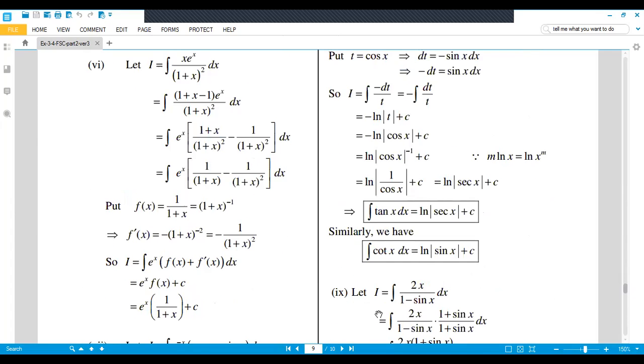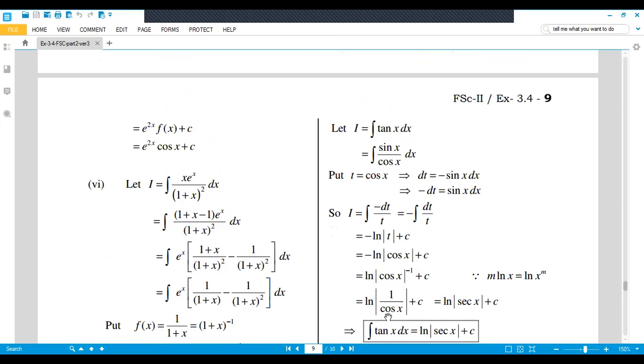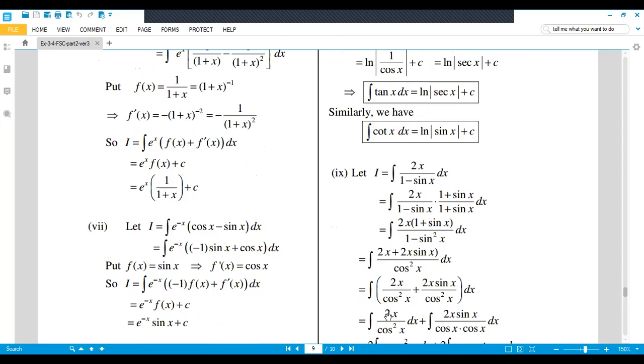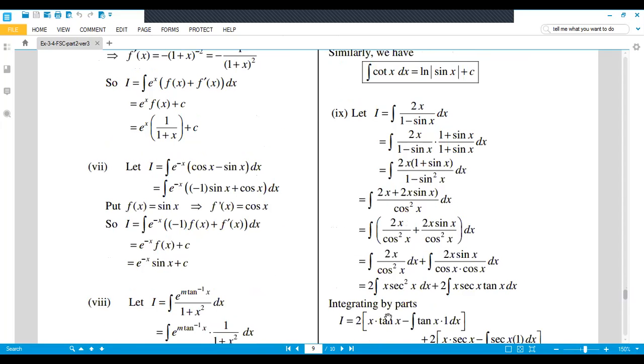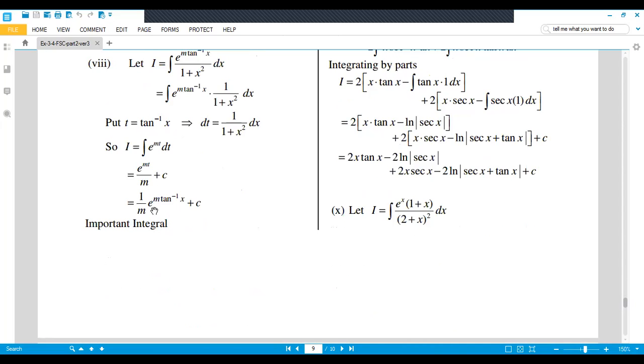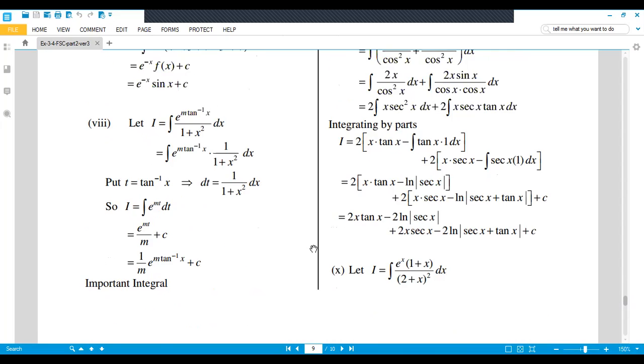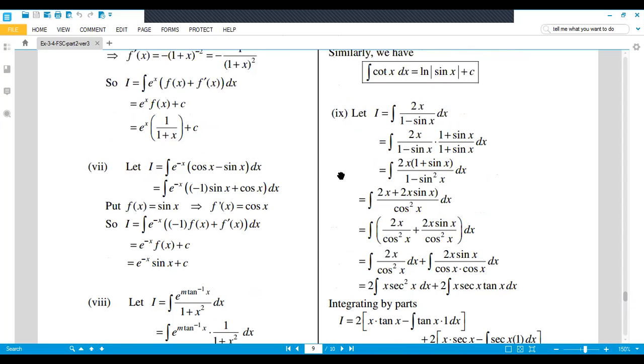Come to the ninth part. In the ninth part, the answer is 1 over m e power m tan inverse x plus c. Yes. Now come to the ninth part.